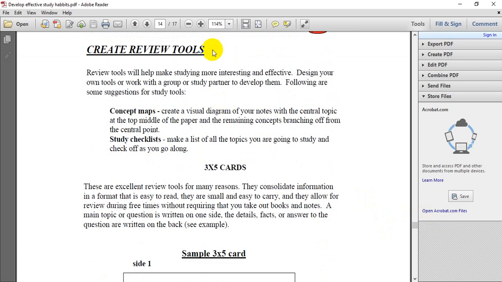Create review tools. By creating review tools, this will help you make studying more interesting and effective. You can design your own tools or work with a group or a study partner to develop them. You can follow one of these suggestions for study tools: concept maps, or study checklist.